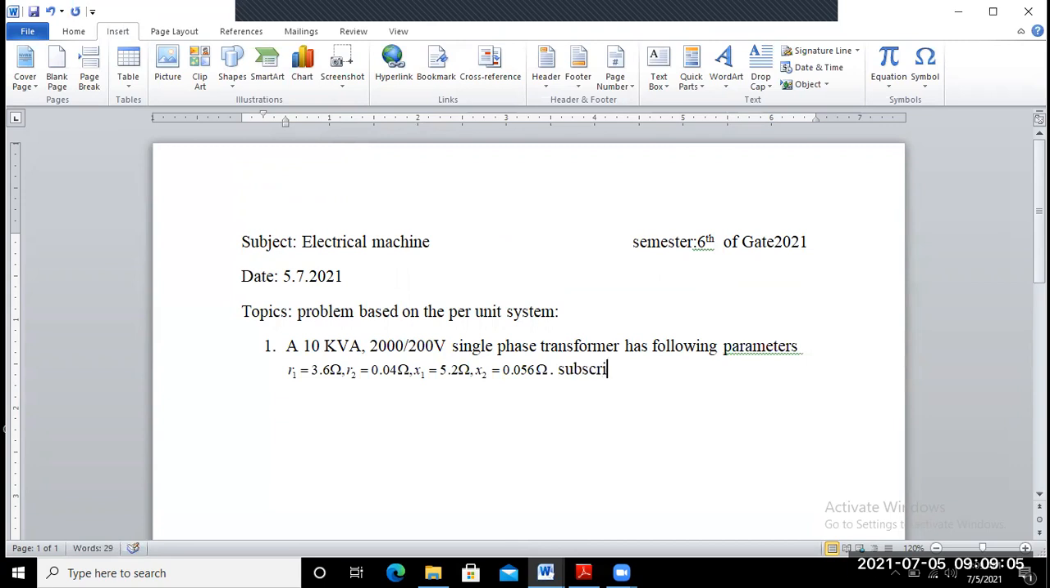Subscripts 1 and 2 denote high and low voltage winding respectively.